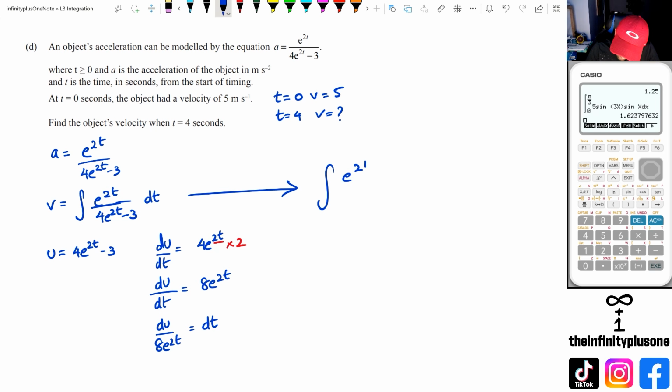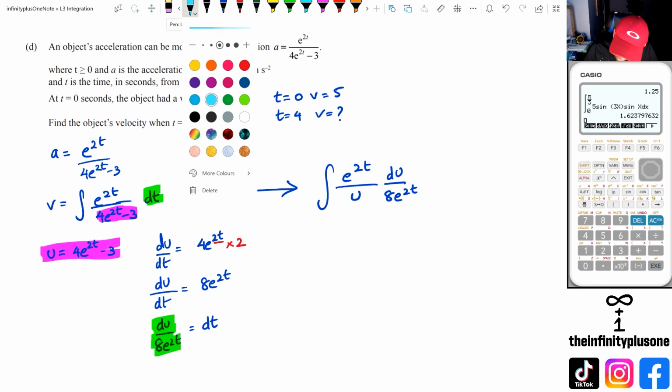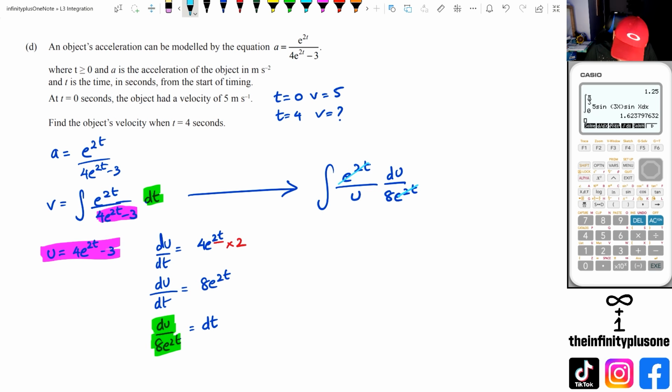I've got e to the power of 2t. Now the 4e^(2t) minus 3, this is equal to u. So I'm going to put that as u. And then dt equals this entire thing here, which is du over 8e^(2t). Now because of the 8e^(2t), I can actually cancel that out. And when I cancel that out, I get 1 over 8u du.